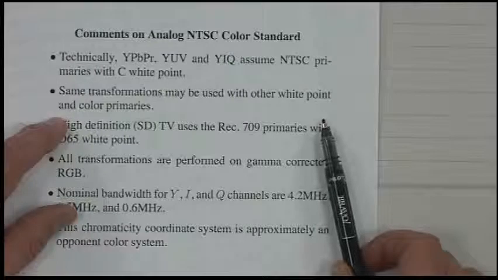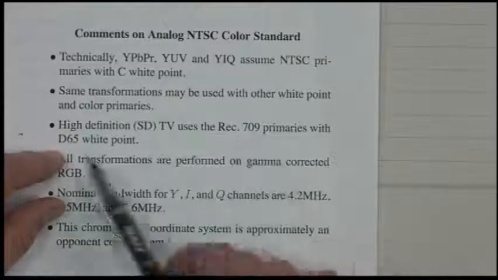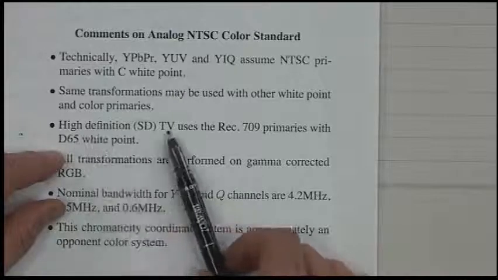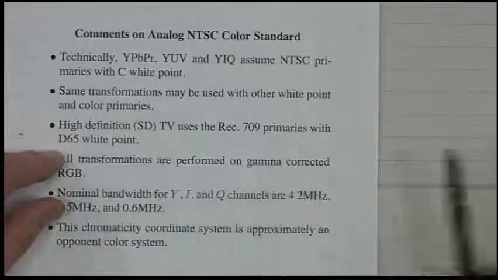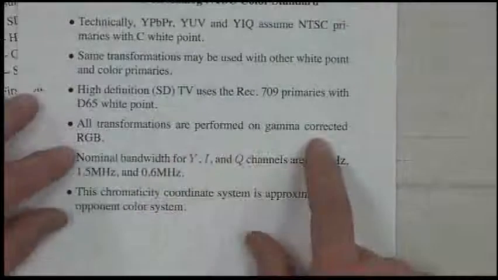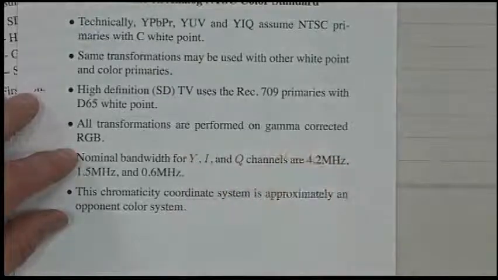Today, by far the most common usage of these color coordinate systems is with the 709 primaries and the D65 white point. So, 709 primaries and D65. High definition and standard definition TV use 709 and D65 color primaries. All transforms are performed on gamma-corrected RGB data, where the gamma correction uses the exact formulas for sRGB gamma correction that I gave you.